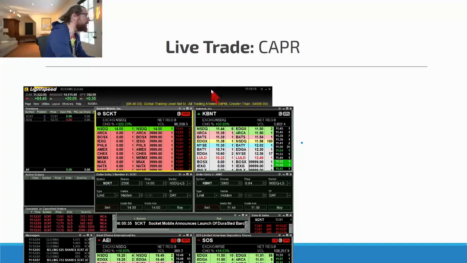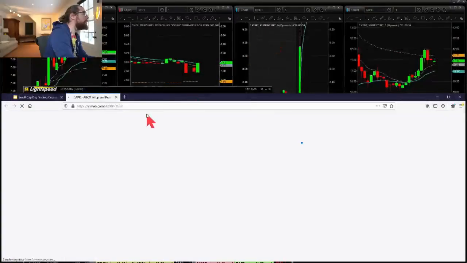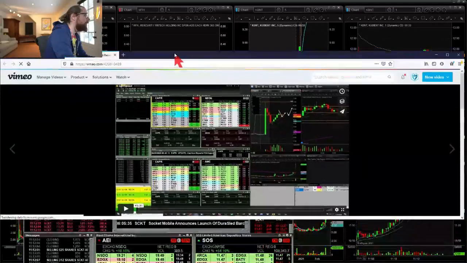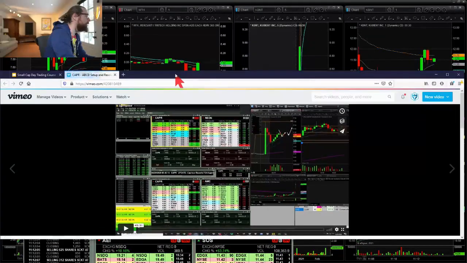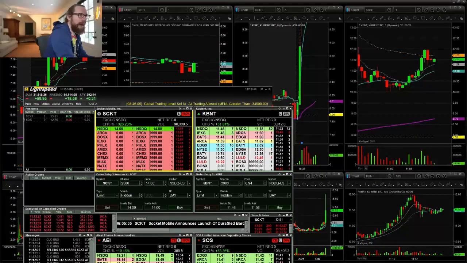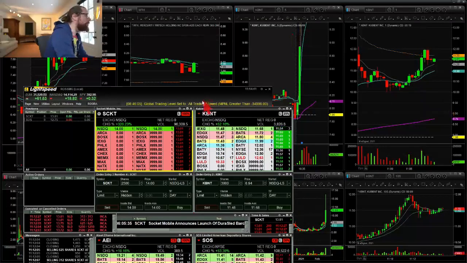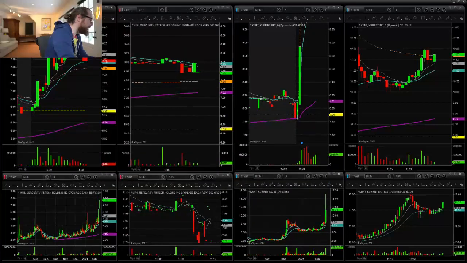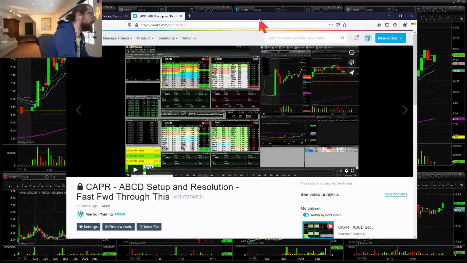Maybe what we'll do, let's see. So CAPR, I can pull that one up so it's ready to go. Now this just happens to be a nice example in real time of a micro pullback and just that price action, but it's not a great example of the ABCD pattern. So maybe what we'll do is we'll just put this aside here for a second, and we'll jump back in here and look at the ABCD resolution.